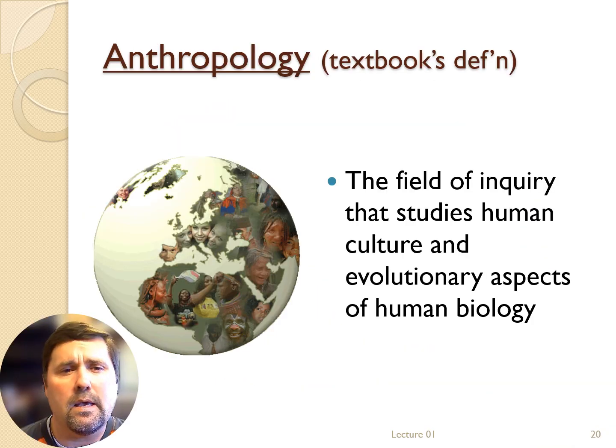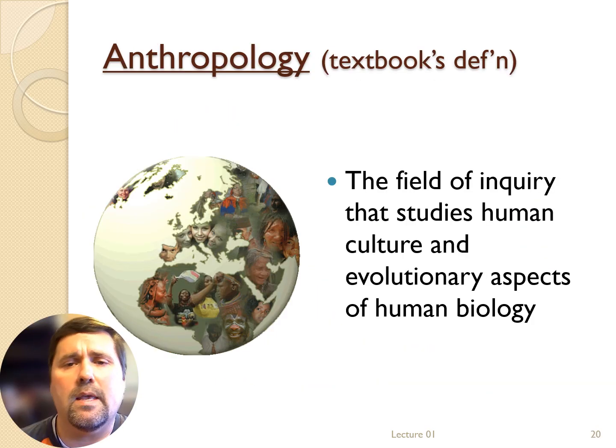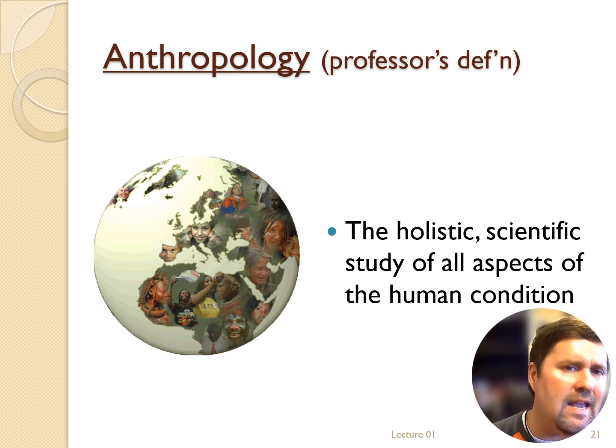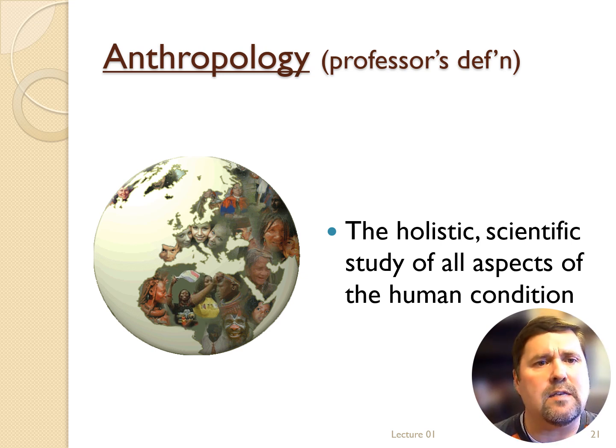It's finally time to define anthropology. As I said before, anthropology is an observational science, one dedicated to observing human relationships and behaviors. The textbook defines it as the field of inquiry that studies human culture and evolutionary aspects of human biology. I define anthropology as the holistic scientific study of all aspects of the human condition. I think the terms holistic and scientific are extremely important in defining the discipline, but ultimately, anthropology is the science that answers the question, who are we?